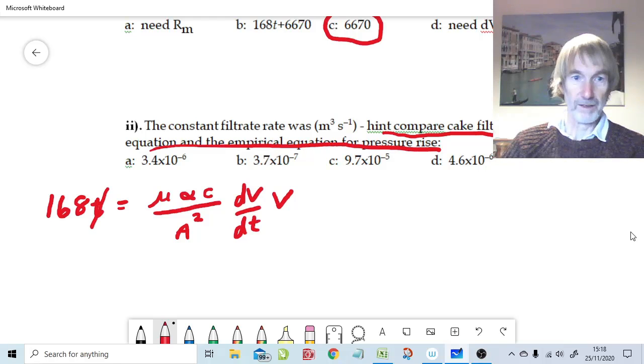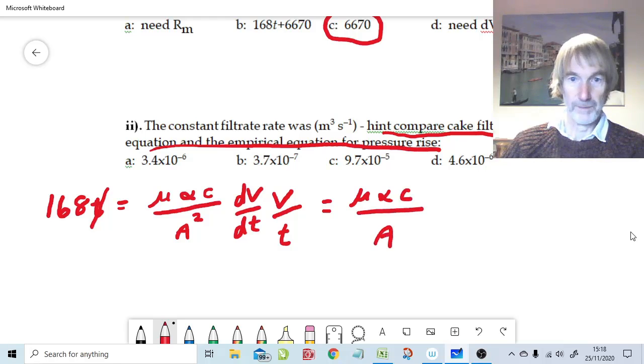So if I take T over here, then that comes back to what I said at the start, where dV/dt equals V over T. So we can simplify that. We still need our viscosity, specific resistance, dry cake mass per unit volume of filtrate of the cake, area squared. We still need all those, but we can go either way here. I'm just going to go V over T, and it becomes V over T squared.